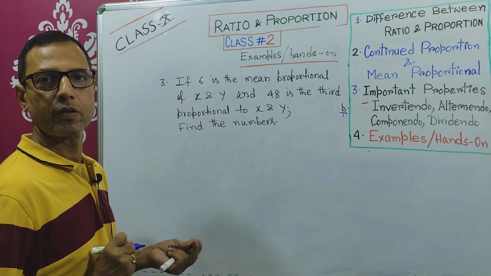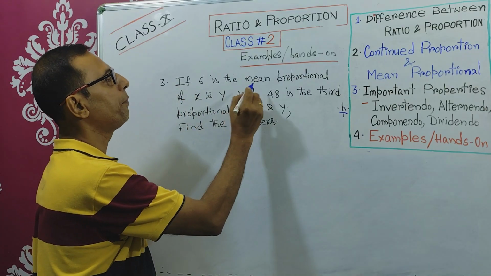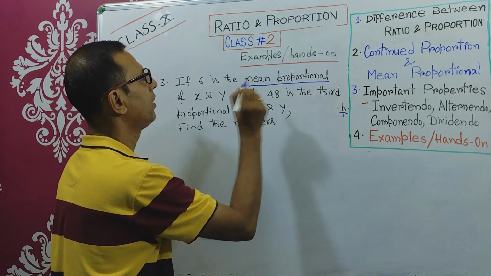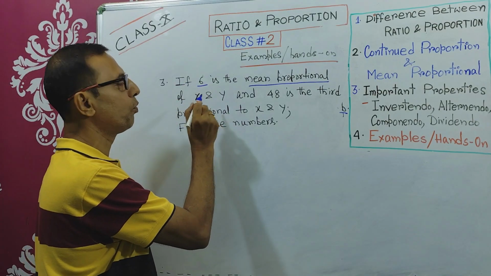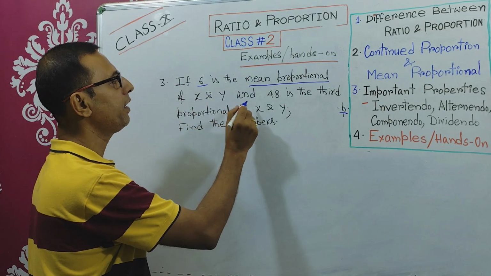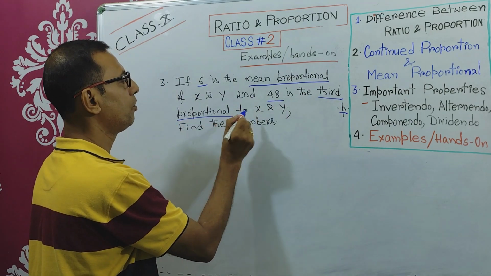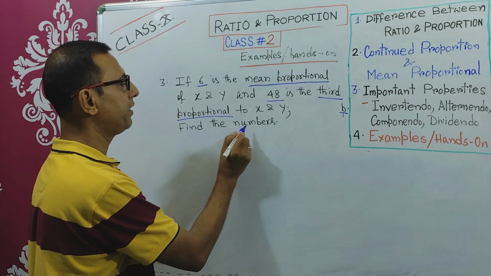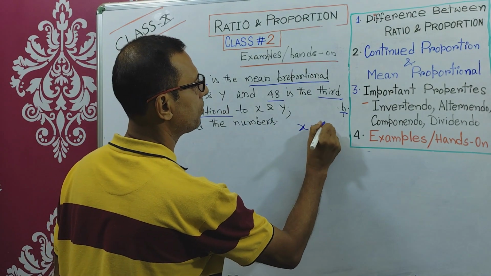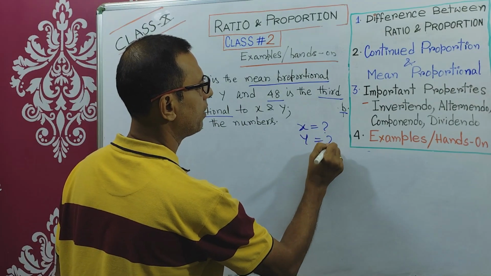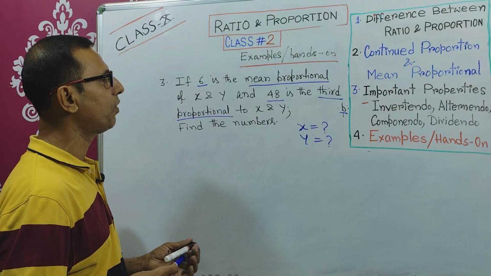Okay, our third problem. If 6 is the mean proportional of x and y, so both the numbers are unknown, x and y, and 48 is the third proportional to x and y, then find the numbers. That means you need to find out x and y. What are the given conditions? You need to represent them in mathematical form.